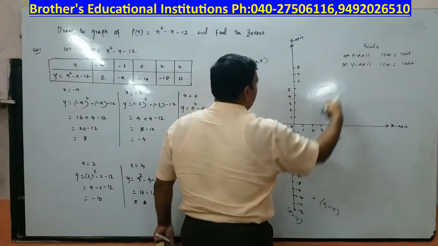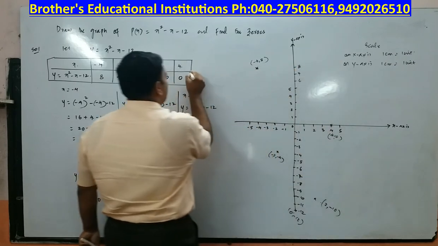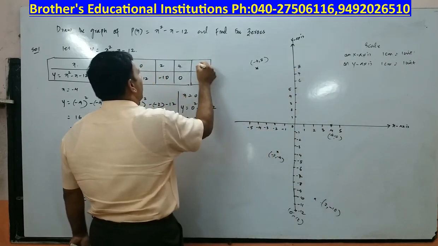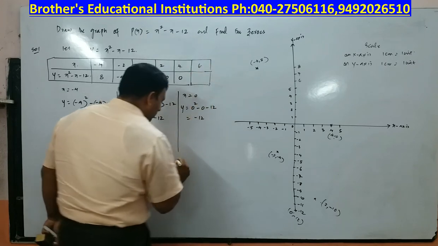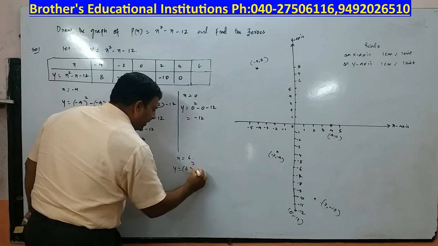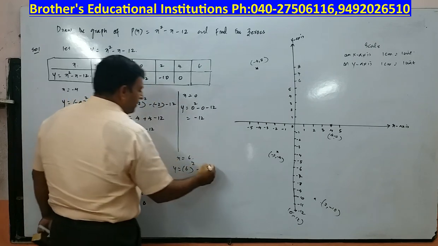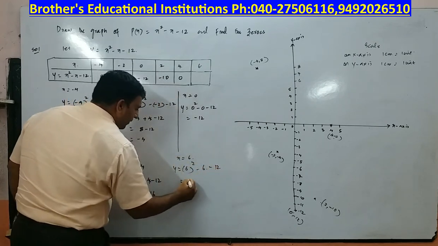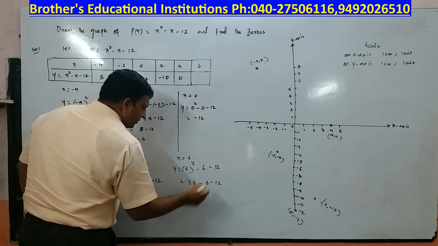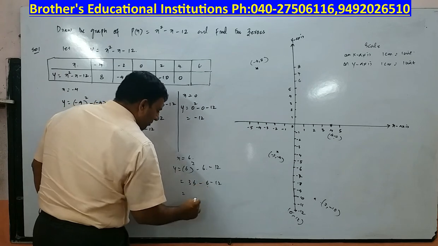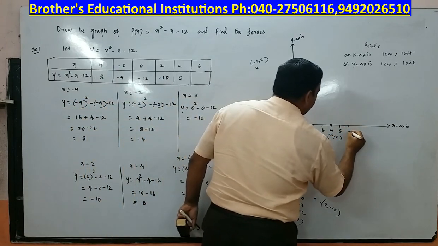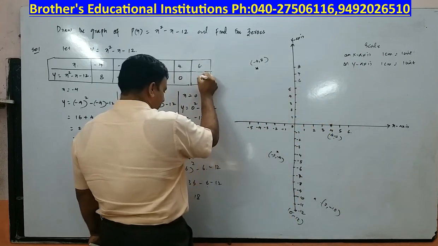If you wish to take one more point, I will add one more point here for your sake. Instead of 4, I will go for 6. When I put x is equal to 6, let us see what value you get. For x is equal to 6, it is 6 square minus 6 minus 12. 6 square is 36, 36 minus 6 is 30, 30 minus 12 is 18. So what is the y value? 18.